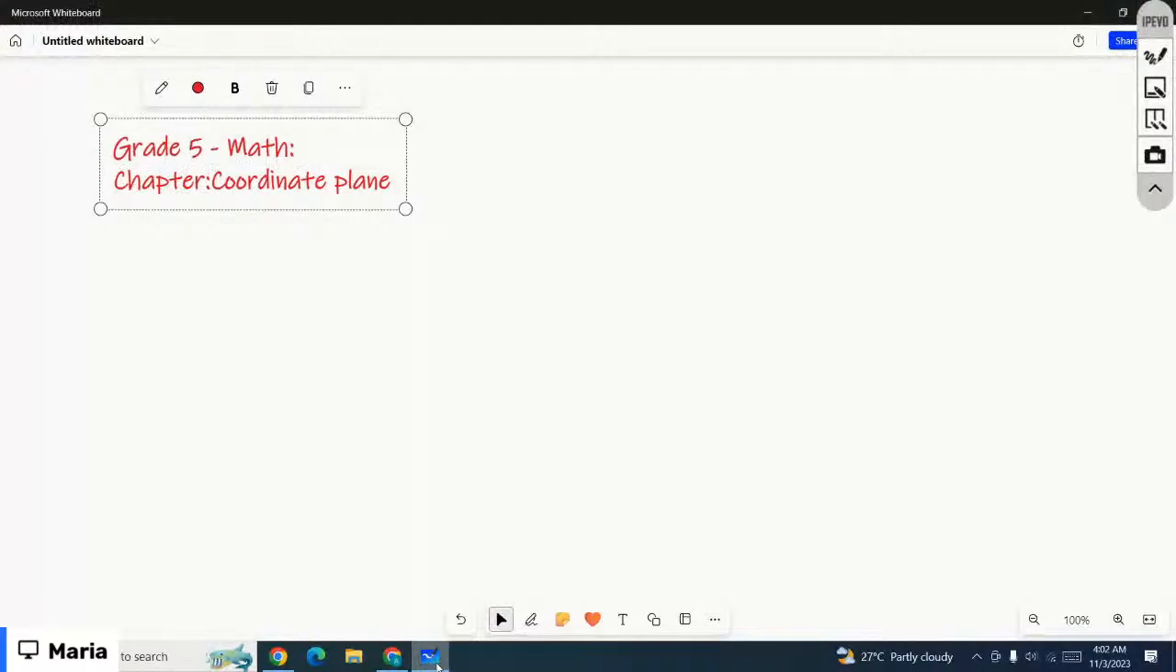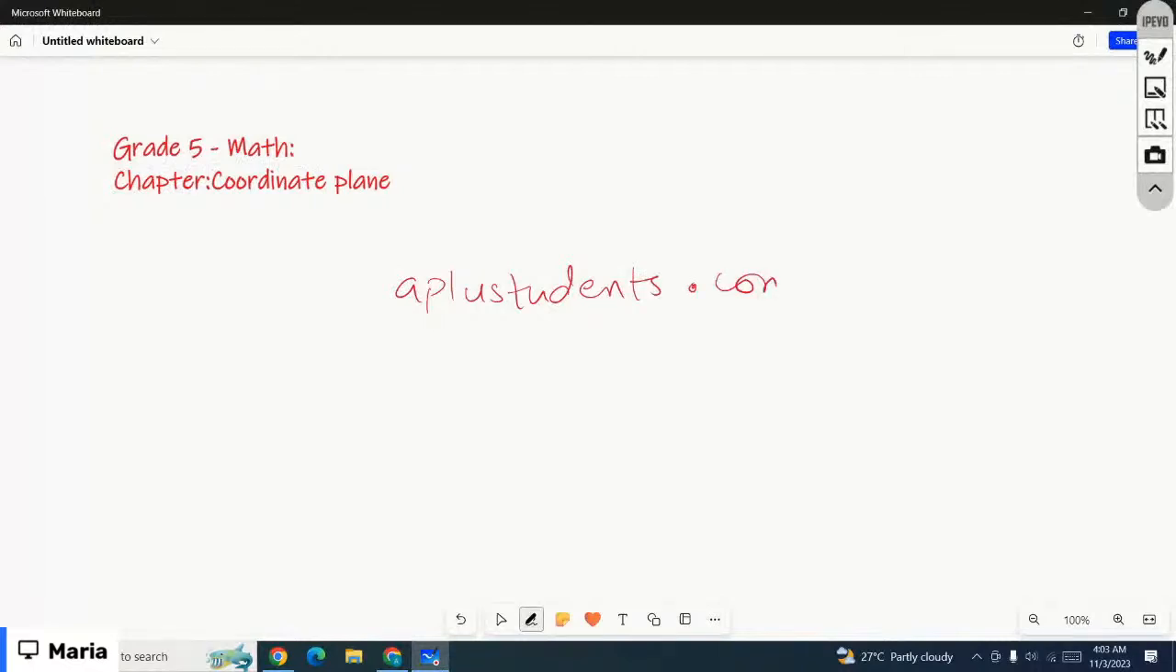We are here for grade 5 math. You can find all the lessons on aplusstudents.com. You have to log in there using your email address and password as provided by the administrator. Then you have to select math from the subject tab. Scroll down to grade 5 and then click on view all lessons. There you can find a list of the chapters. We're going to start with the chapter coordinate plane.